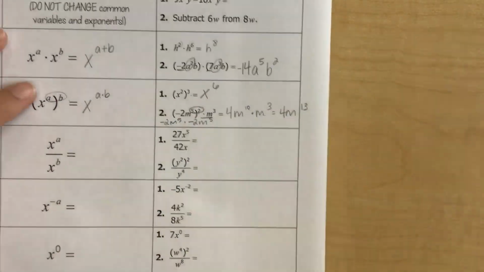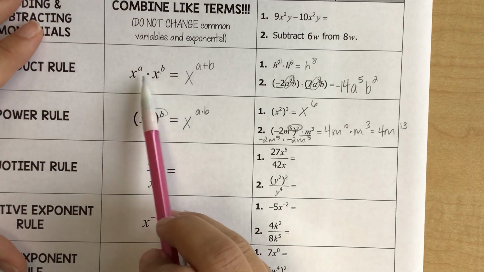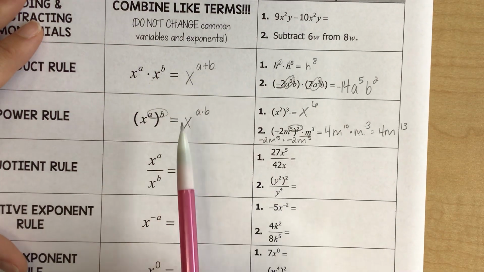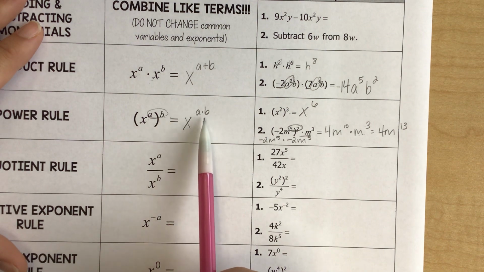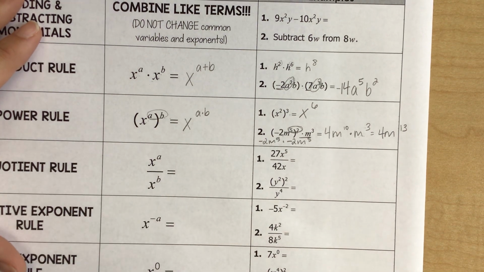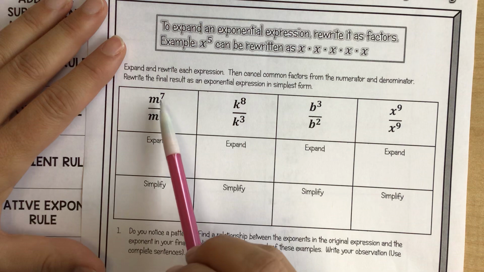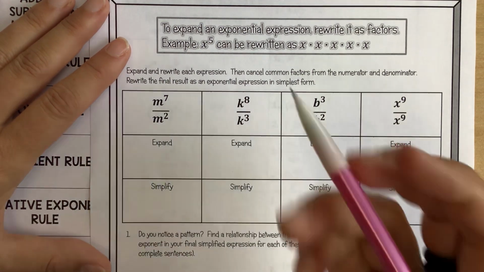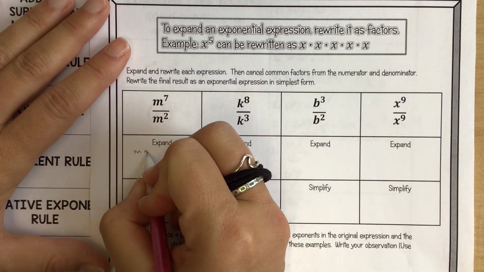All right, so hold on one more time, sorry. So when we're multiplying, we add. When we're taking power to a power, we multiply. Now we have division. All right, so if I have m to the 7th divided by m squared. So I'm going to do 1, 2, 3, 4.